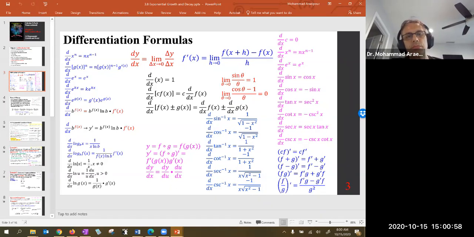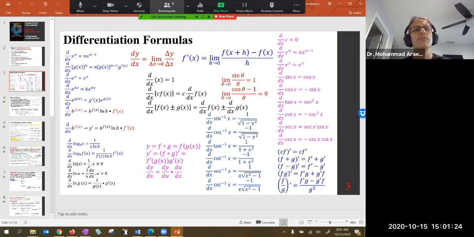So whether it's the basic power rule, constant exponential rule, trigonometric rule, or we move into more interesting ones such as the product rule, quotient rule, the chain rule, logarithmic, and so on and so forth. Okay, so that's the first thing that we need everybody to know.